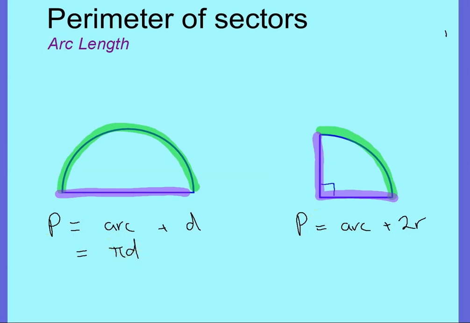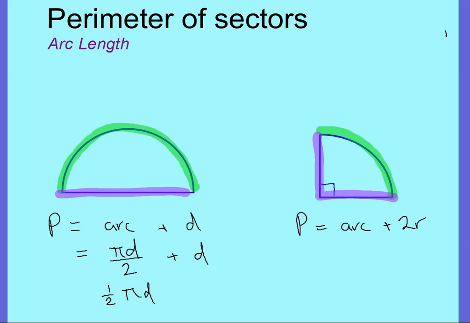Okay, so how would we find the arc length? Well, that would be pi times d for the entire circle. That would be the circumference of a circle. But this is half a circle, so we only want half that length, so we're going to divide it by 2. Or we could have said half pi d, whichever we want to write. And then we're going to be plus d.